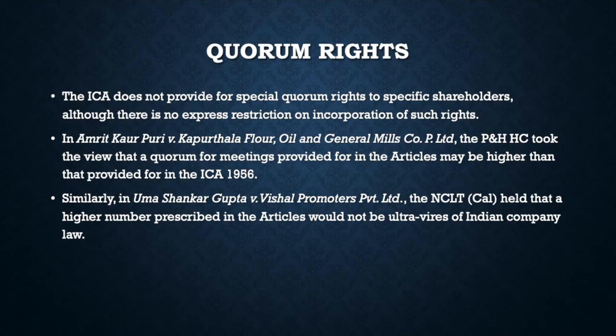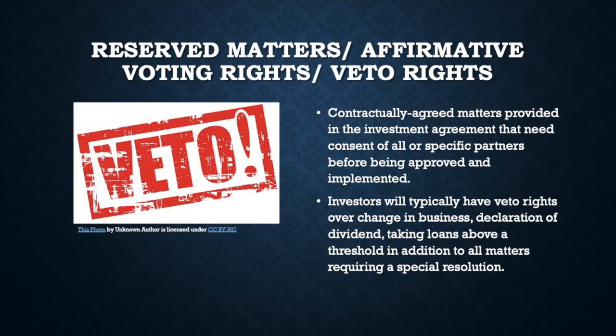Right? So let's go on to reserved matters. Now, reserved matters or affirmative voting rights or veto rights. Now, these are certain matters or decisions of the company which are of critical importance. So, for example, let's say I have invested in the company. It's a company that manufactures buckets, and it does so in a most cost-effective manner. And I have invested in this company because in the industry, it's one of the most cost effective companies. Now, one fine day, the promoter says that I am done making buckets, I will now make sweaters.